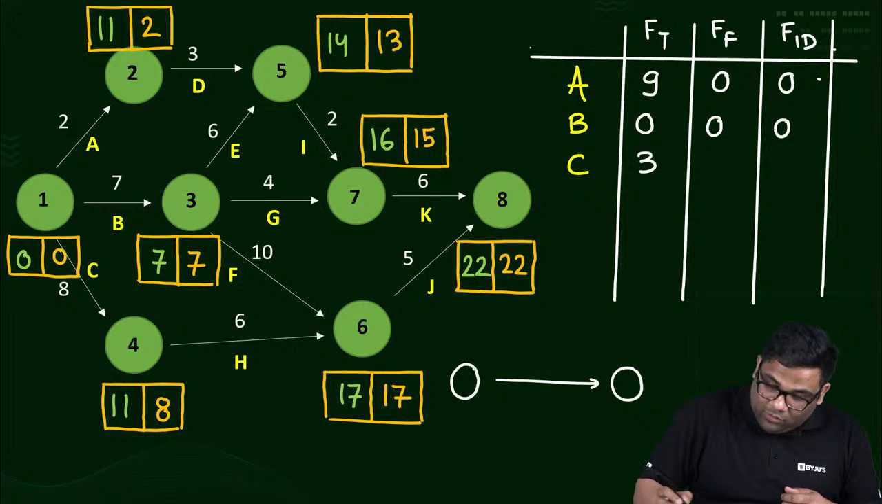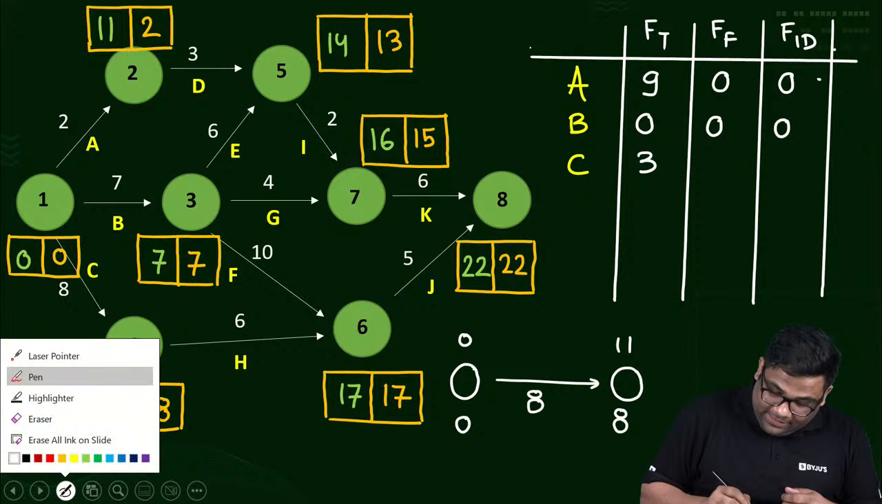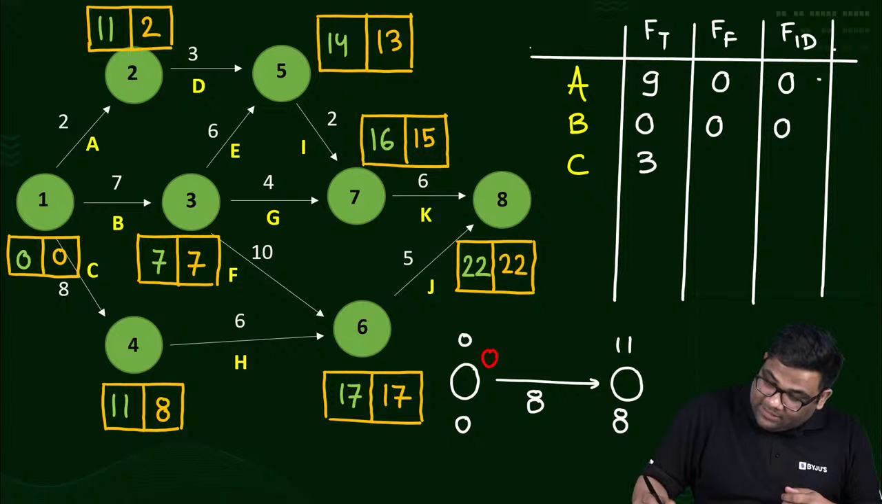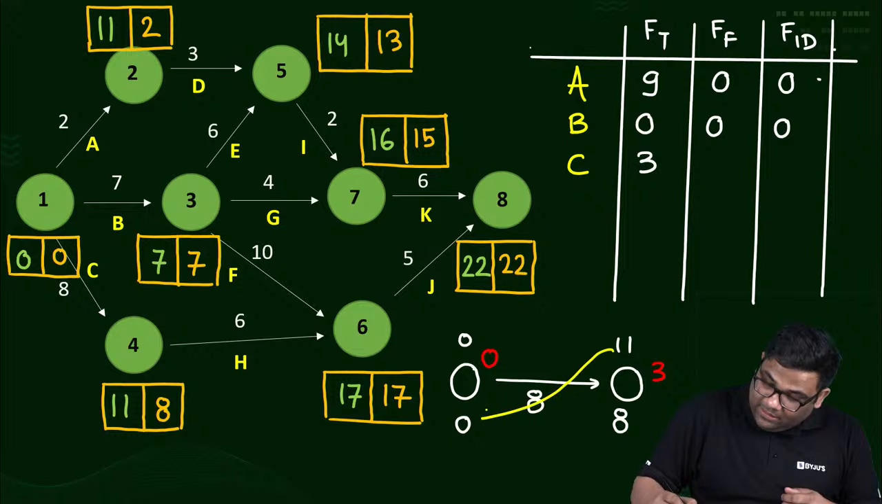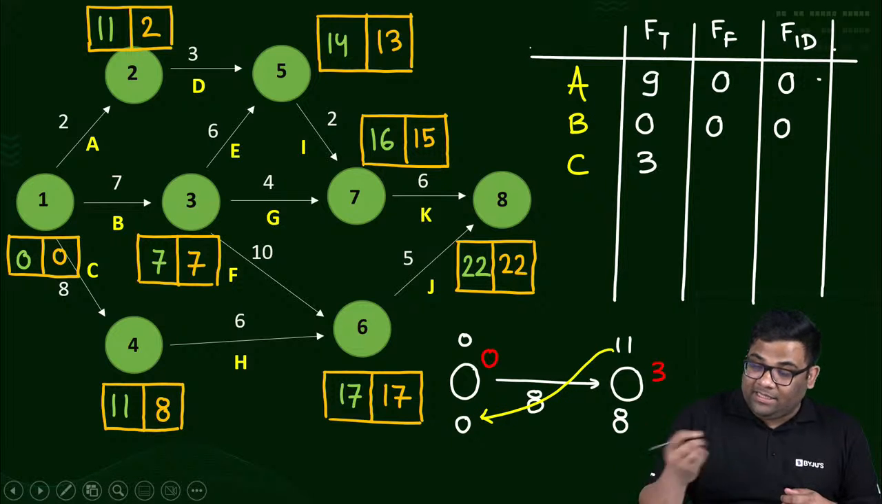अरे बाबा, draw कर लो. Confusion क्यों हो रहा है? Draw कर लो ना. 8 है. ये 11 है. ये 8 है. ये 0, 0 है. इसका slack कितना है? इसका slack 0 है. इसका slack 3 है. Total float कैसे निकालोगे? ऐसा करके. ये क्या हो गया? 11 minus 8 is 3.